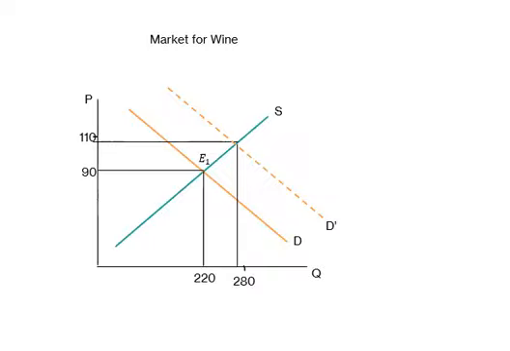So what are we saying? What is the effect of an increase in income? As income increases, the demand curve shifts to the right. Quantity demanded increases from 220 to 280, and prices increase from 90 to 110. And we have our new equilibrium at point E2.